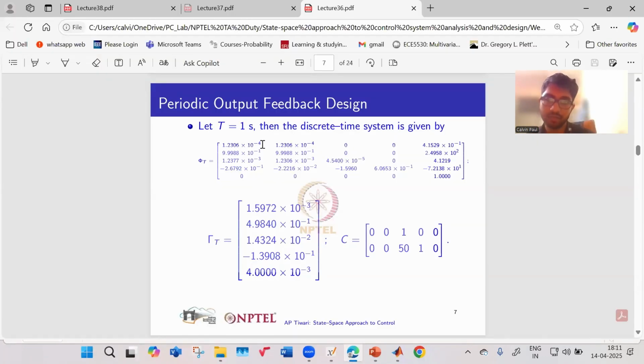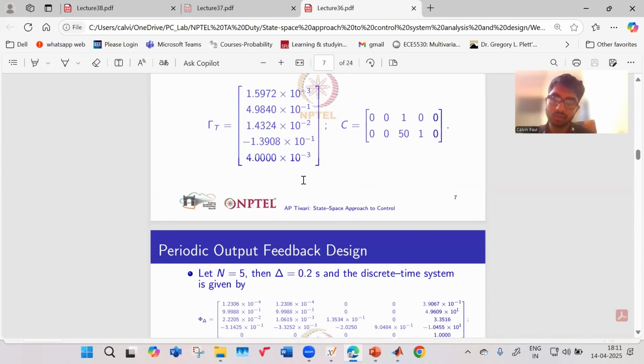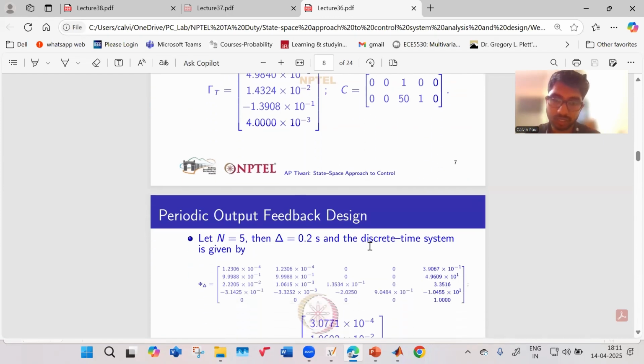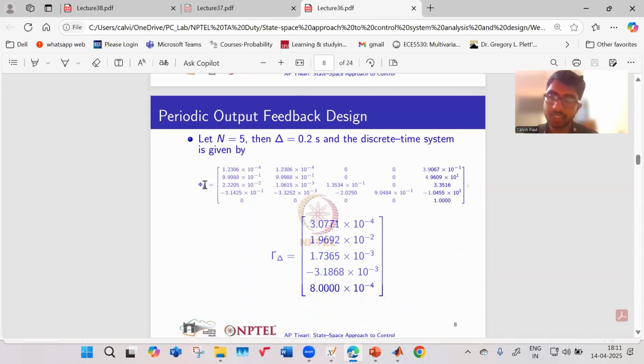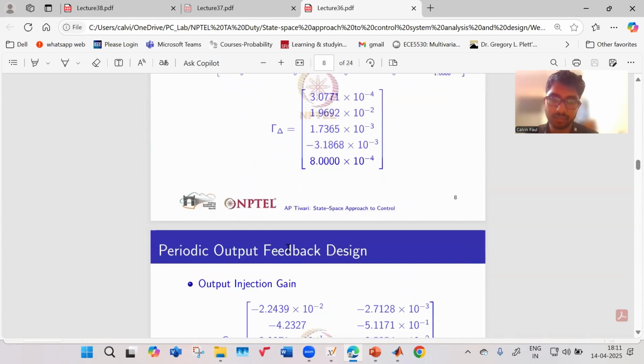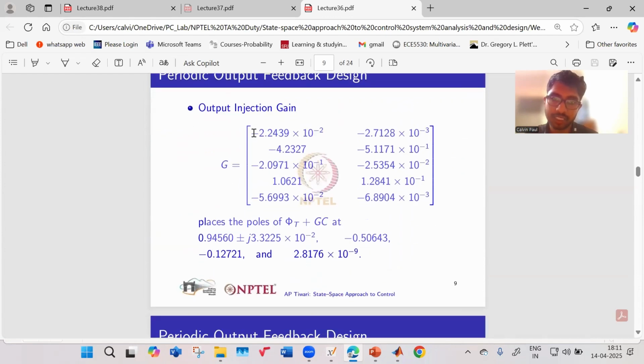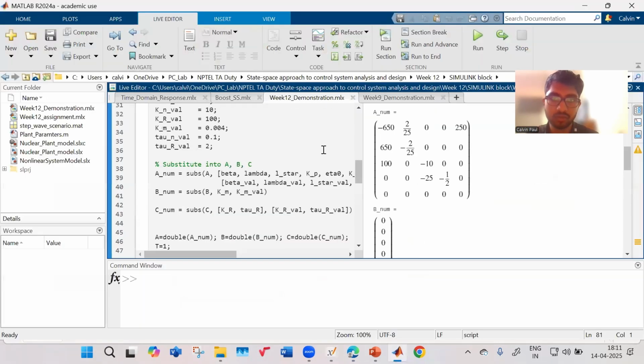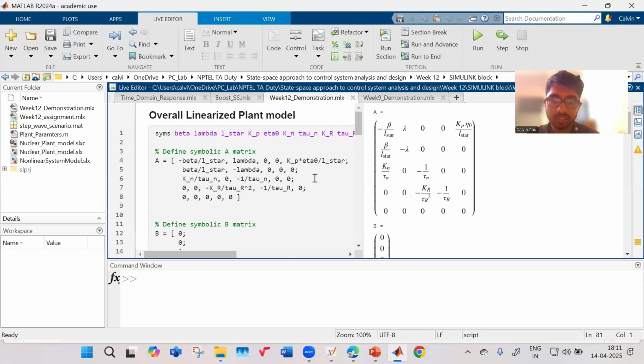this equation. I will show you how it is coming. The next one is denoted by phi delta and gamma delta. And this is the output injection gain, which was found. So first, we will do the MATLAB demonstration.